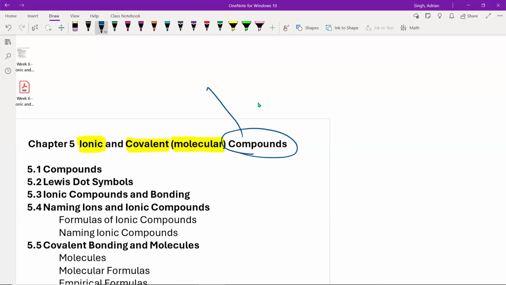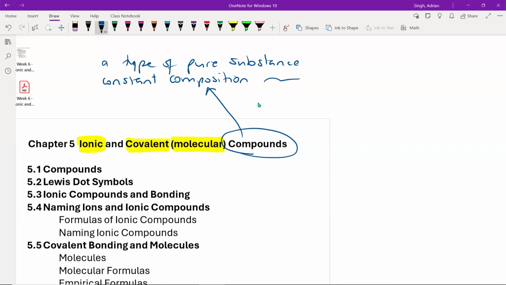So just a quick refresher on the term compound. Remember, a compound is a type of pure substance, and a compound, being a type of pure substance, has a constant composition. What this means is that they're composed of multiple elements combined in a fixed ratio.